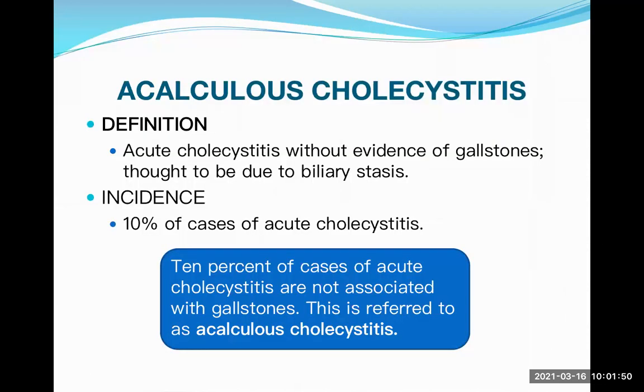Now, let's move on. Another type of cholecystitis is called acalculous cholecystitis. Acalculous means there is no stone in the gallbladder, but it is inflamed. Regarding the definition, this is acute cholecystitis without evidence of gallstone, and it is thought to be due to biliary stasis. Biliary stasis means bile is not flowing out of the gallbladder. So bile stays there, and then there is migration of bacteria leading to acalculous cholecystitis.